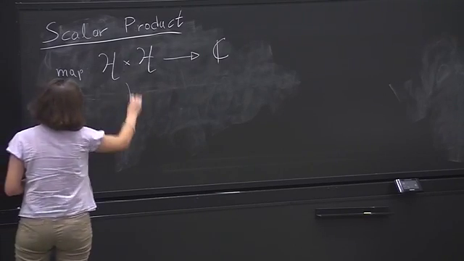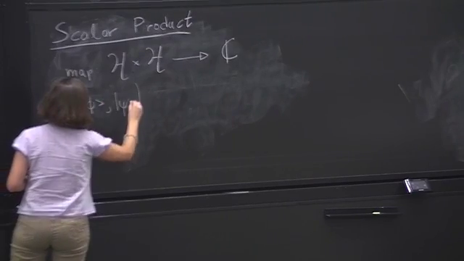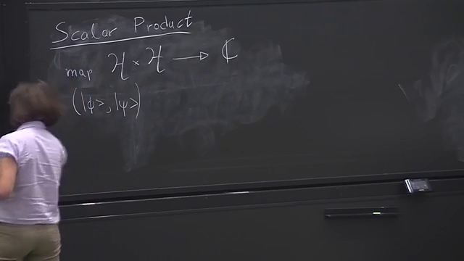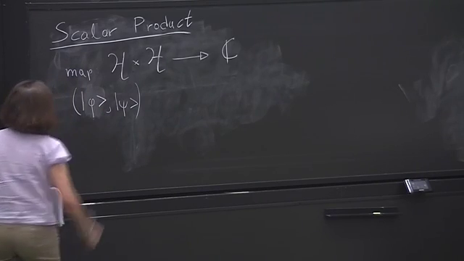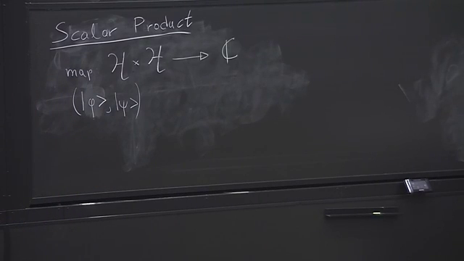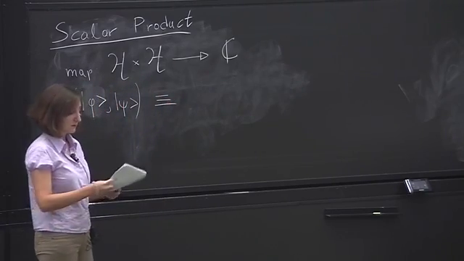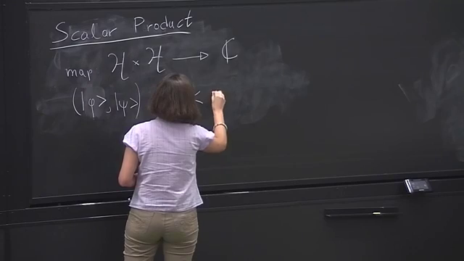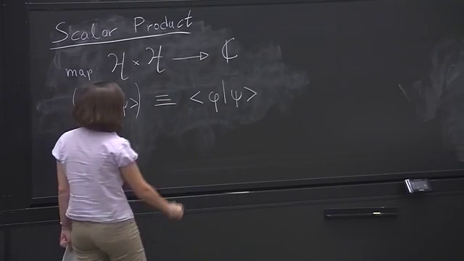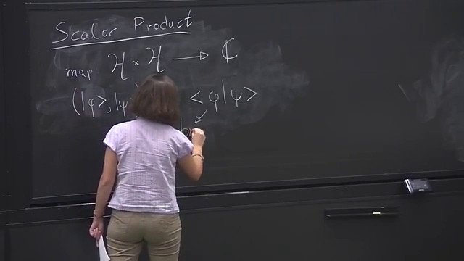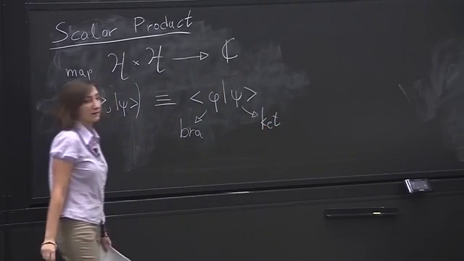Usually we use brackets to denote this. This denotes the scalar product between two vectors, but in usual Dirac notation, we write this as phi psi, and this is why we talk about the bra and the ket.